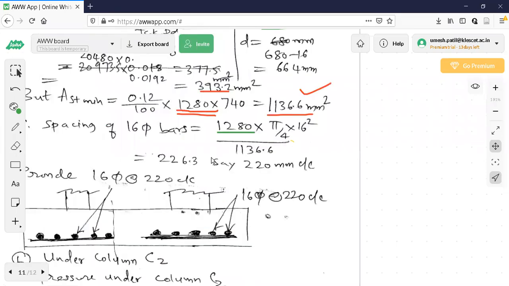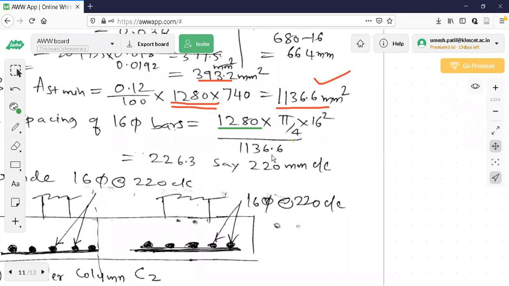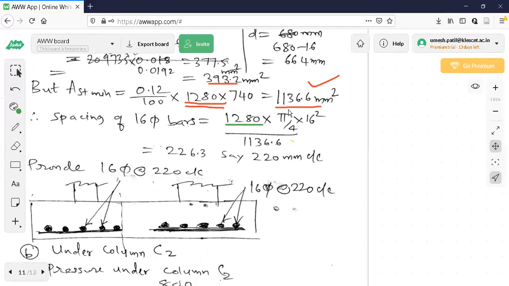Okay, so this is 1280 divided by total area. What will happen, you observe, if you use 393 and try to find out the spacing, it will be a very big mistake, because code book minimum is 1136.6, whereas bending moment is giving me 393. Out of this, higher value is taken, and if by mistake you do not calculate AST minimum and go ahead with 393, there is a lot of difference between these two AST values. So finally I'm using the minimum criteria, which is higher than what bending moment is giving.